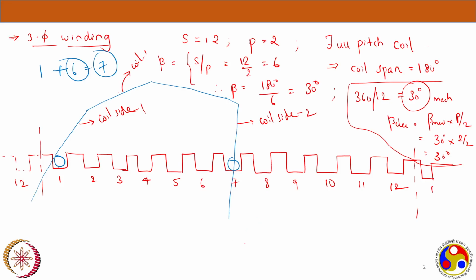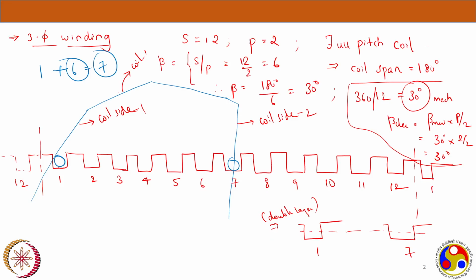So if it's a double layer winding, I'm just drawing it here. Let's say these are slots 1 and 7. In double layer, the name itself says that there are two layers. Now I'm dividing each slot into two decks. I will place two coil sides in a single slot. In the top deck one coil side, in the bottom one coil side.